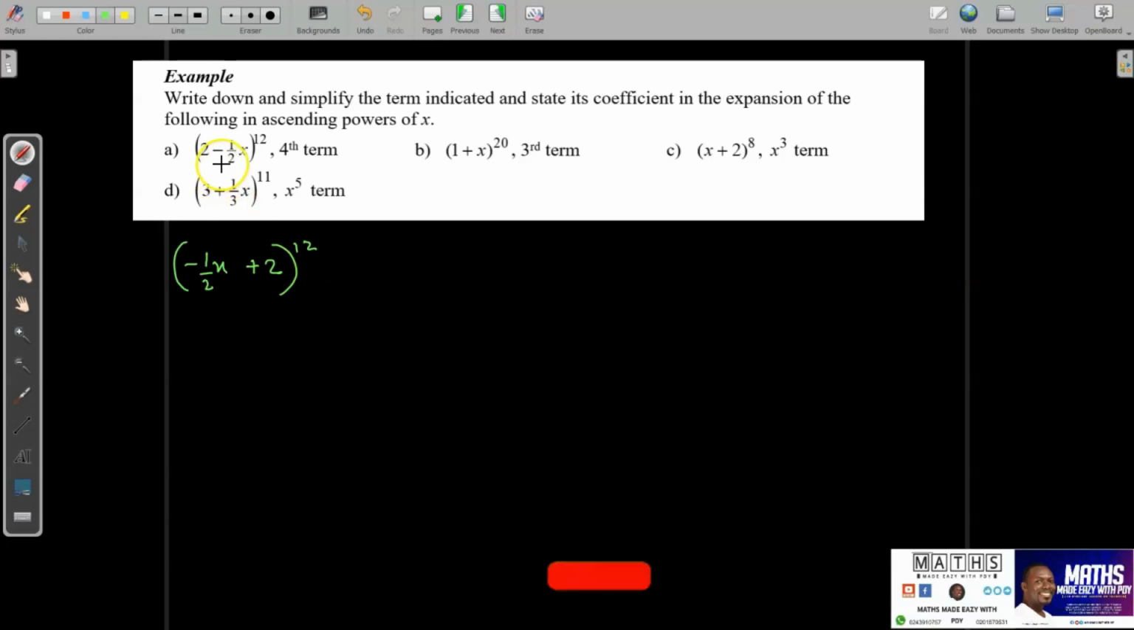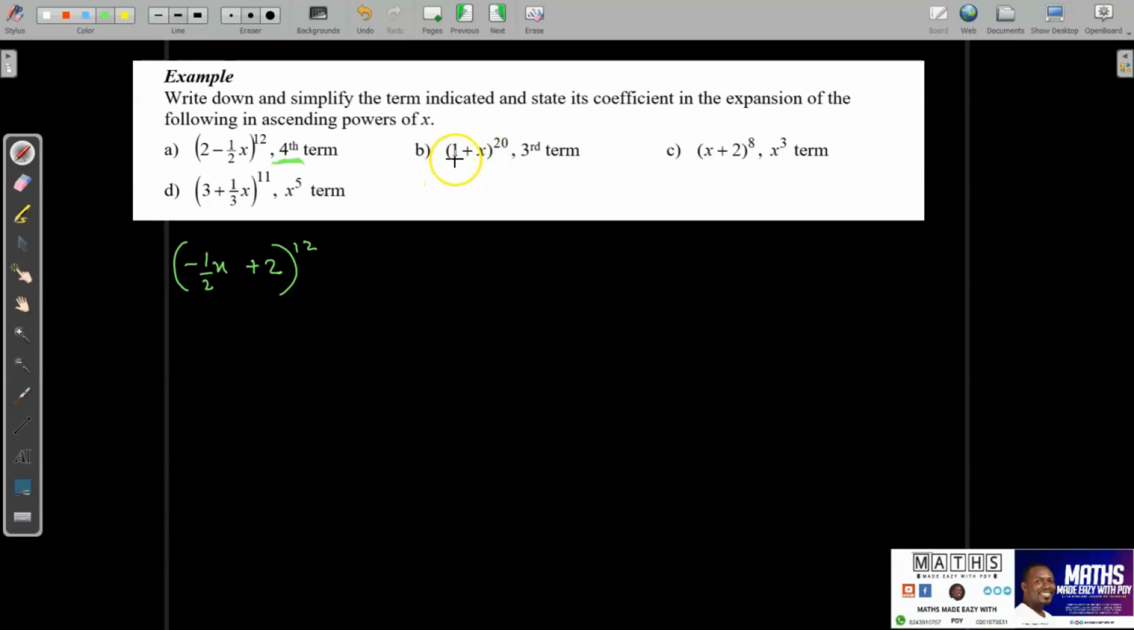Increasing. But from the way it's written here, the 2 will rather decrease, whilst the x term will increase. So now, they're asking you to write down and simplify the term indicated. Over here, they want only the fourth term, the final answer for the fourth term. They don't want the expansion for everything, but they are only interested in that particular term.